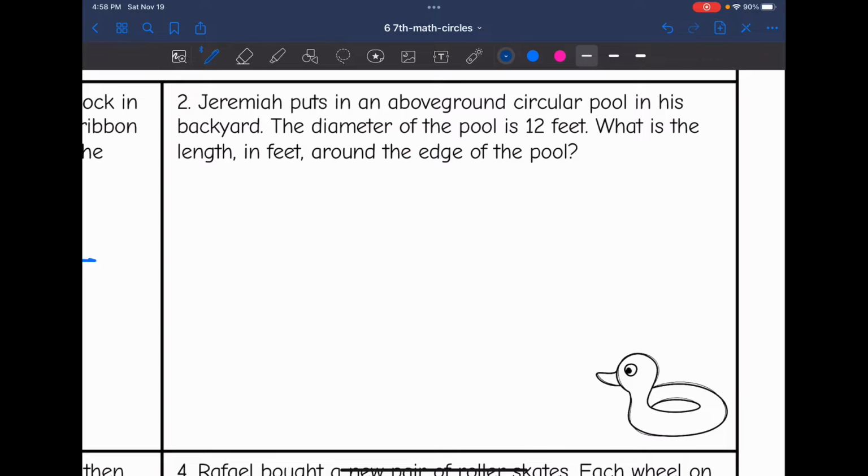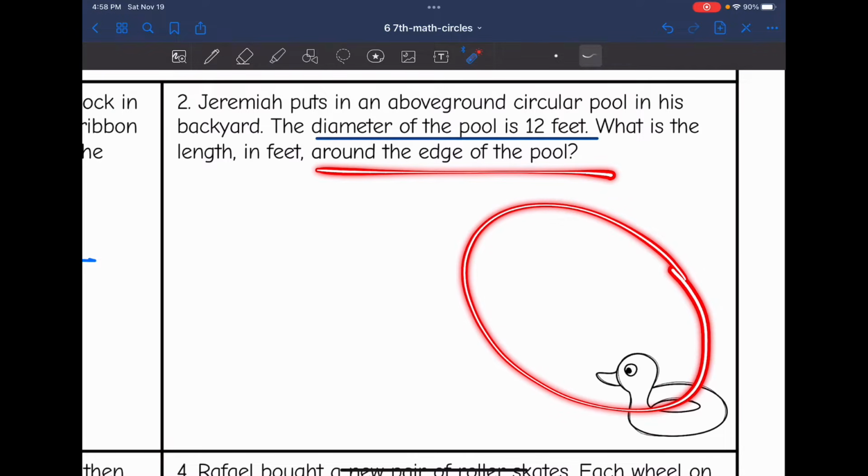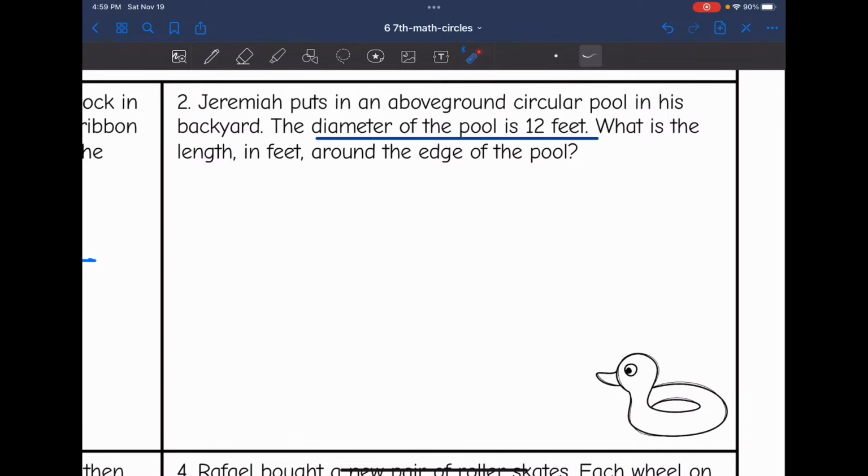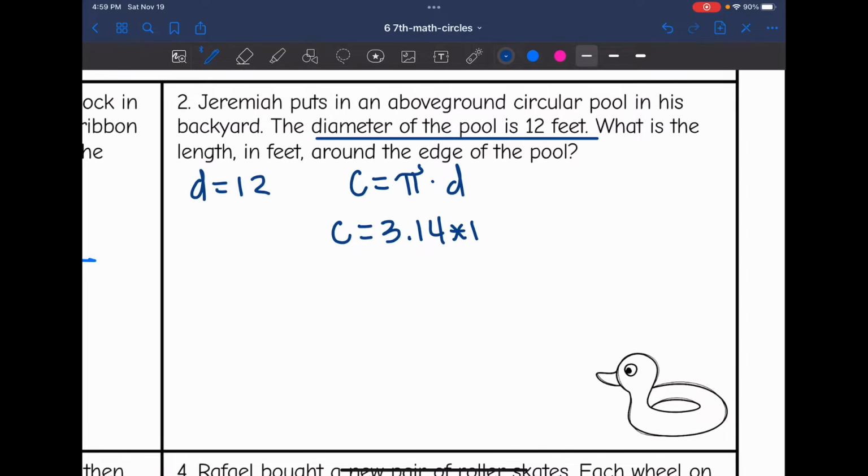Okay, let's look at number 2. It says, Jeremiah puts in an above-ground circular pool in his backyard. The diameter of the pool is 12 feet. What is the length in feet around the edge of the pool? So we're just finding around the edge of the pool, which is the circumference, and they gave me that the diameter is 12, so I'm going to use the formula circumference equals pi times diameter to find the circumference of this pool. So I'm going to do C equals 3.14 times 12 to find the circumference of this pool.